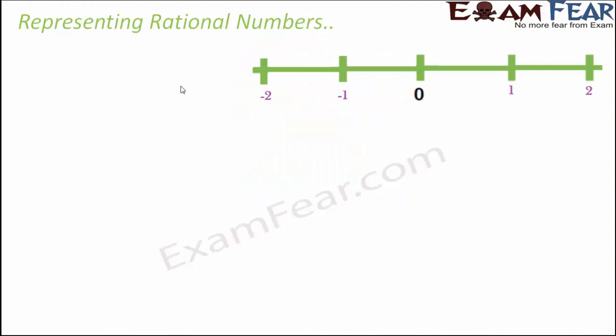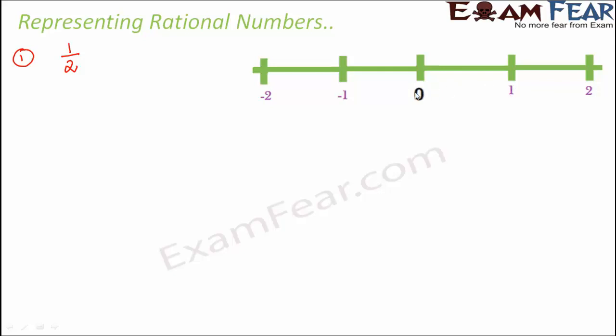Now when we talk about representing rational numbers, let us take a few very common examples of rational numbers and try to locate them on this number line. So here we have a magnified version of the number line. Let us say that we want to represent the number 1 by 2 on the number line. So 1 by 2 is definitely a rational number. Now what do you think? Where will it be located? Now 1 by 2 is half. That is, it is less than 1, but it is more than 0. So it will be located somewhere between 0 and 1, somewhere between this place.